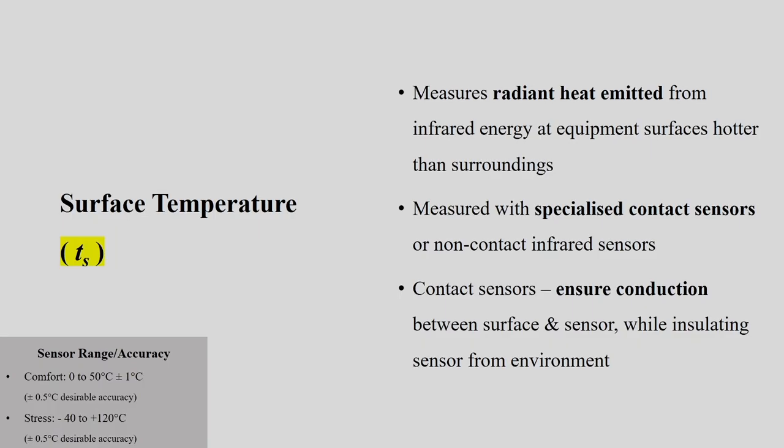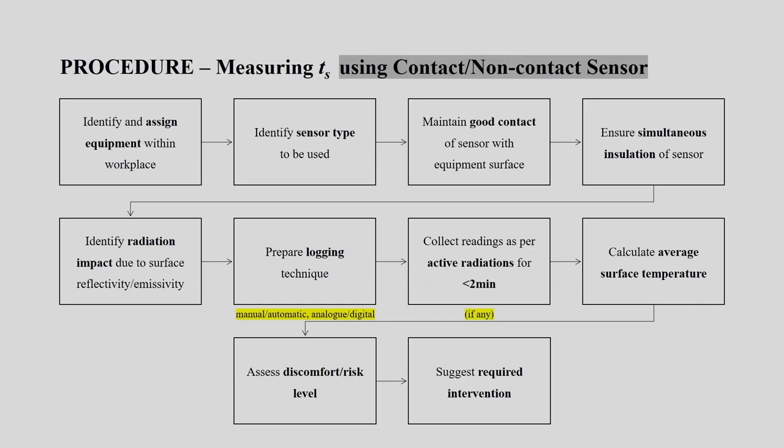It is measured with a specialized contact sensor or a non-contact infrared sensor. Contact sensors ensure conduction between the surface and the sensor while insulating the sensor from the environment. This is the kind of sensor range or accuracy you can consider during surface temperature reading. So what is the procedure? Quite similar, but there are small deviations. First, you have to identify and assign the equipment within that particular workplace. You have to identify what sensor type you are going to use, based on availability as well as the objective of your study.